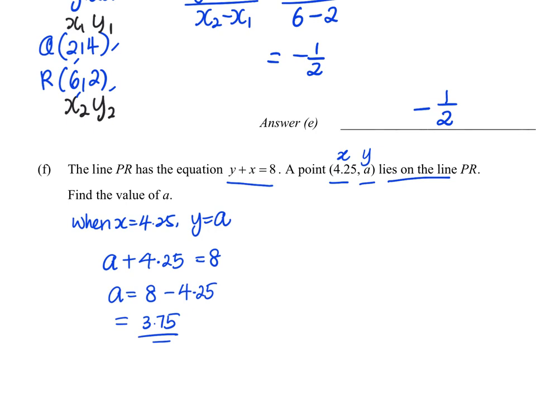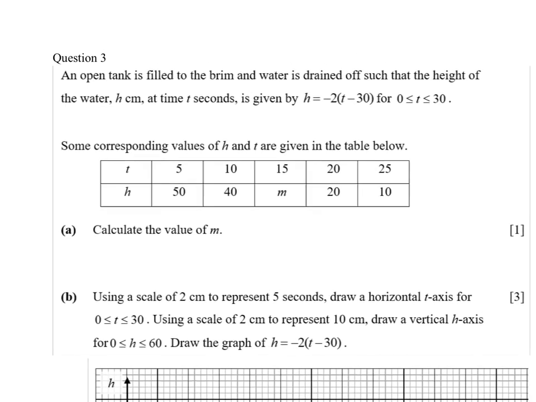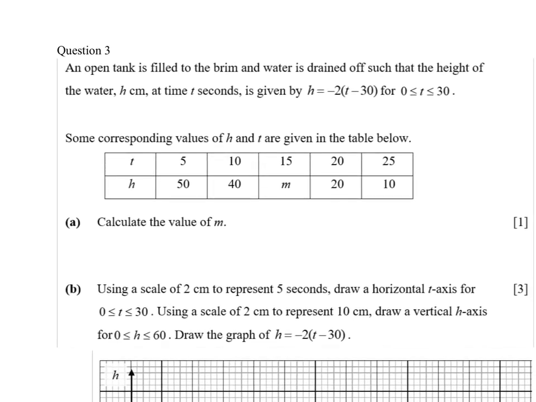We'll need to do a little bit of drawing, so get your rulers and pencils ready. Question number 3. Now, here we're going to look at applications of straight line graphs on a practical real-world situation. For example, an open tank is filled to the brim, and water is drained off. So the water keeps going out such that the height of water at any time t seconds is given by this formula for the timing between 0 to 30.